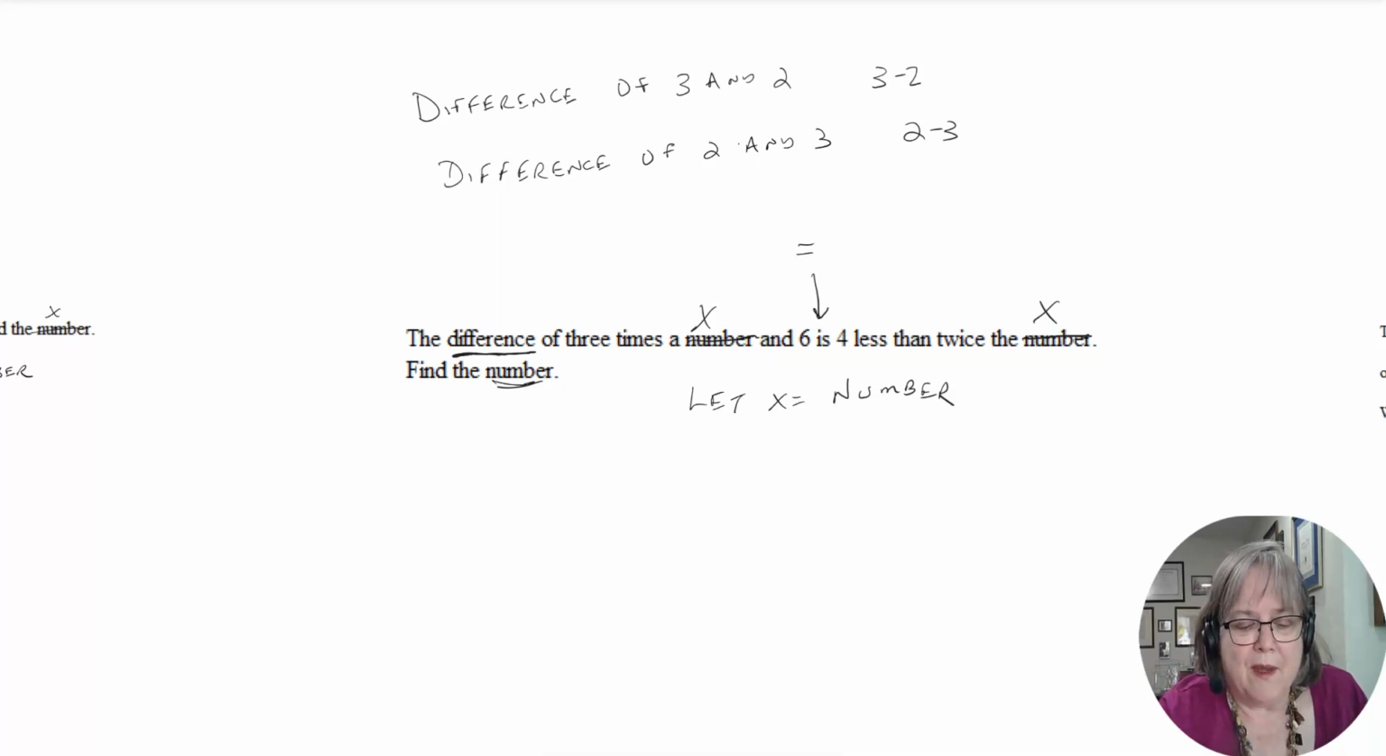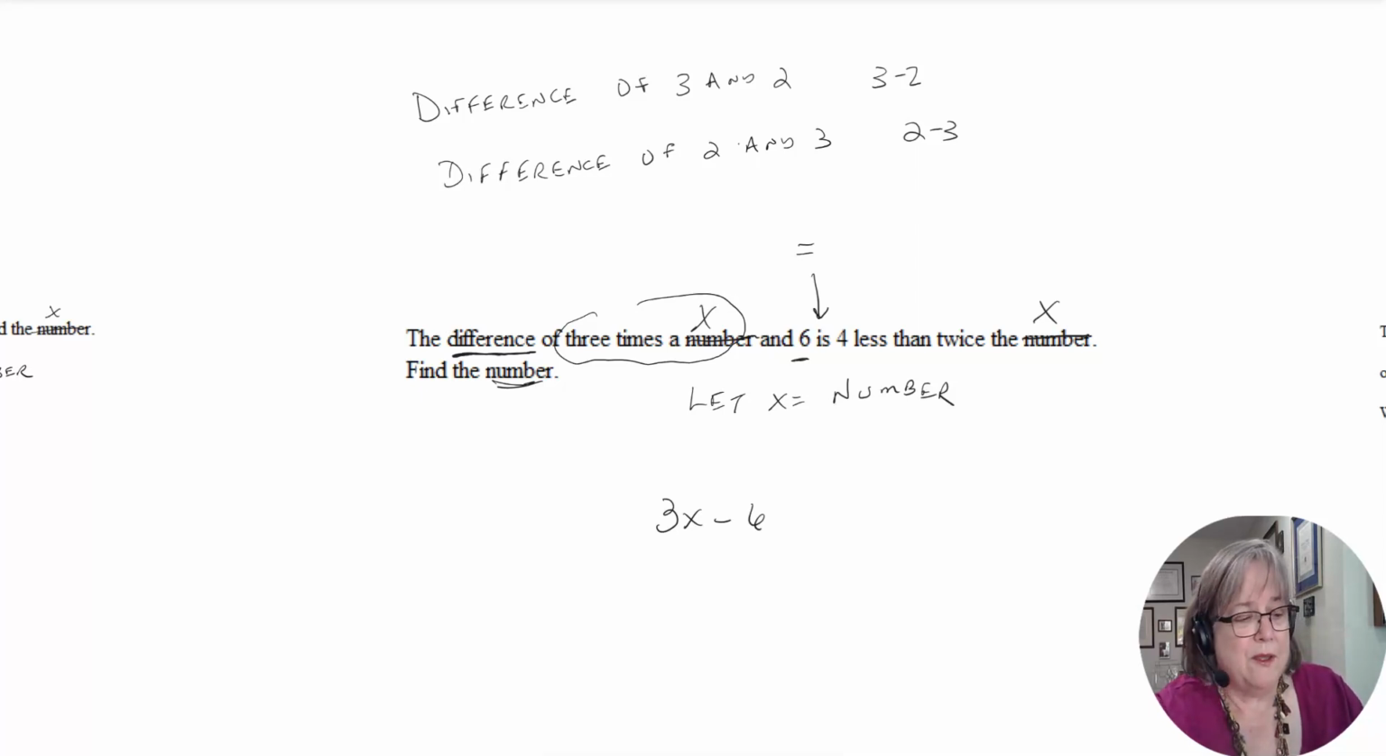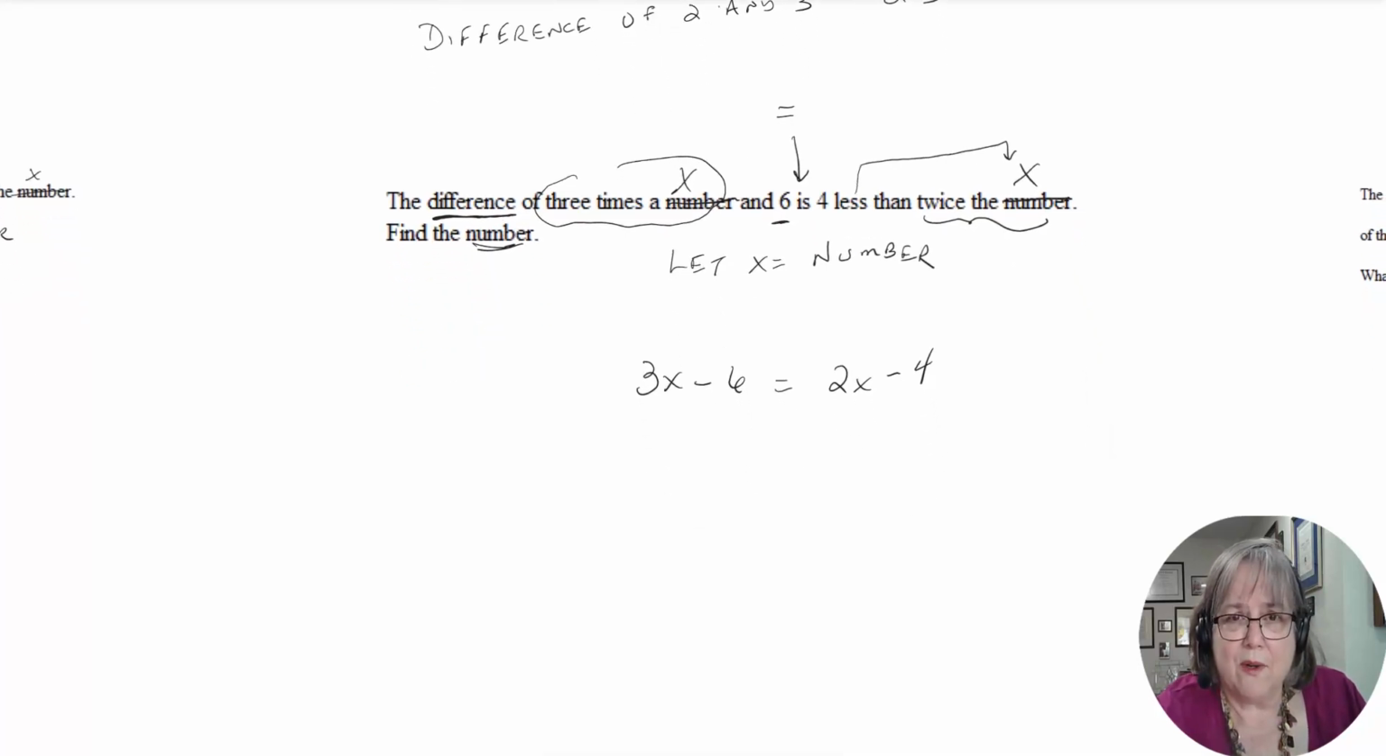So let's set this up. And it says the difference. So I'm going to subtract. What am I going to subtract? The first thing they mention is 3 times x. And then the second thing they mention is 6. So we're going to subtract the 6, right? Because when they use the word difference, we do them in that order. Then comes my equals. And if I'm going to say 4 less than twice x, twice x is 2x. And I have 4 less than that, so it's 2x minus 4, right?